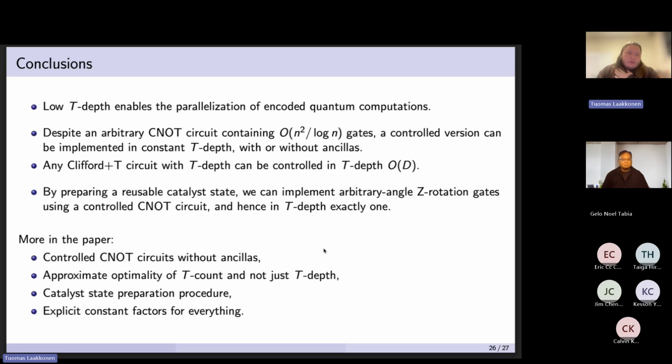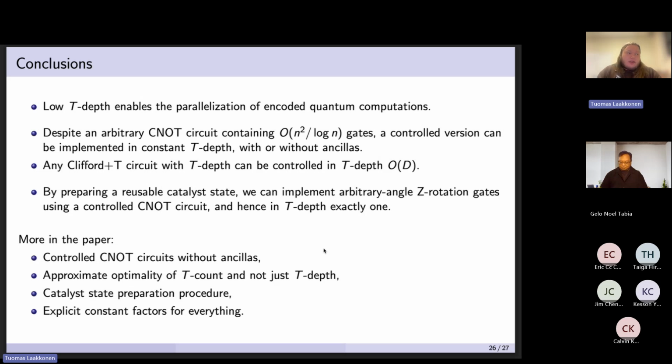So that's just what I showed today, but there is some more in the paper. There are constructions for controlled CNOT circuits and Clifford circuits using no ancillas. And for those constructions, and actually for all of these constructions, we show that the T-count, and not just the T-depth, is approximately optimal. What that means is it's always within a constant factor of the lowest possible T-count circuit you could get for any controlled Clifford operation.